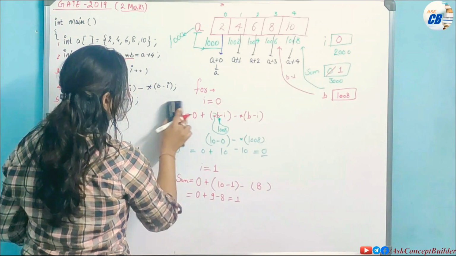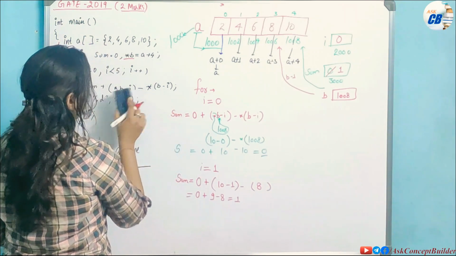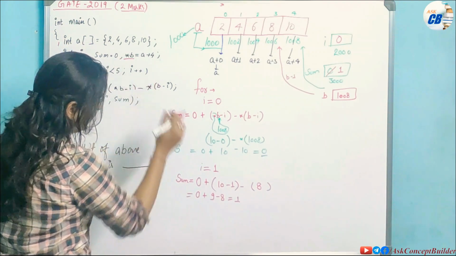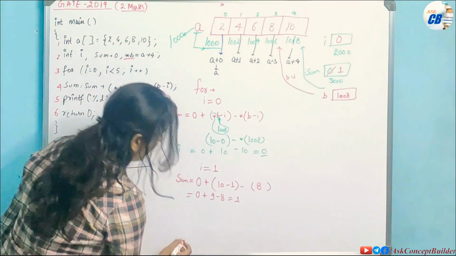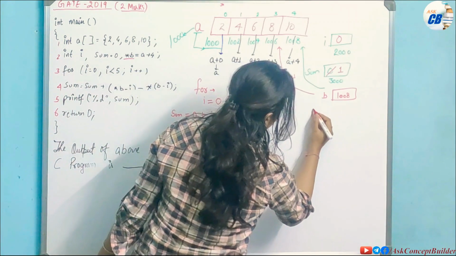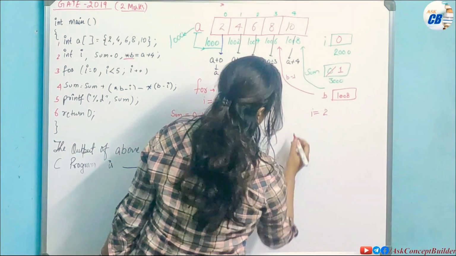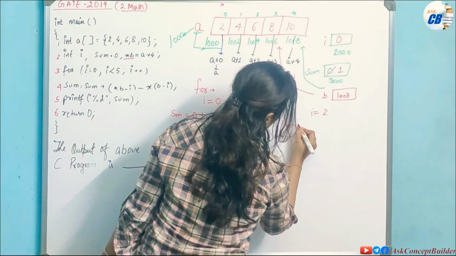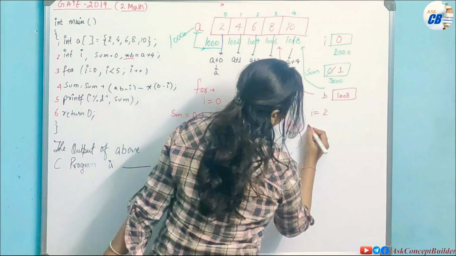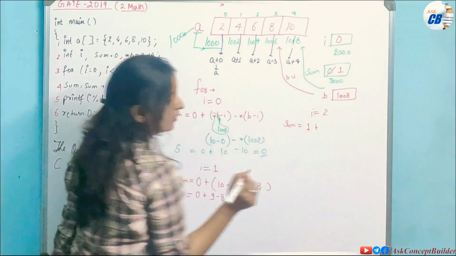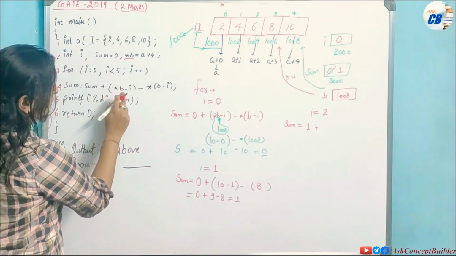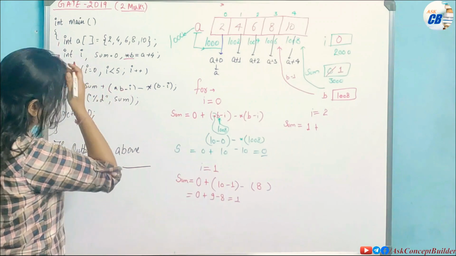The I value will be incremented. Again I plus plus, the I value will be incremented. Now the I value has become 2. Okay, now again sum equals sum plus. Now sum is 1, so sum equals sum plus, and now again we have to solve this one: star b minus I.